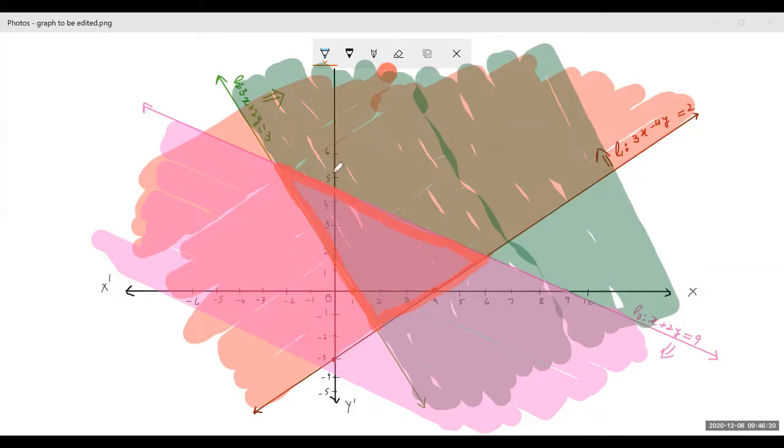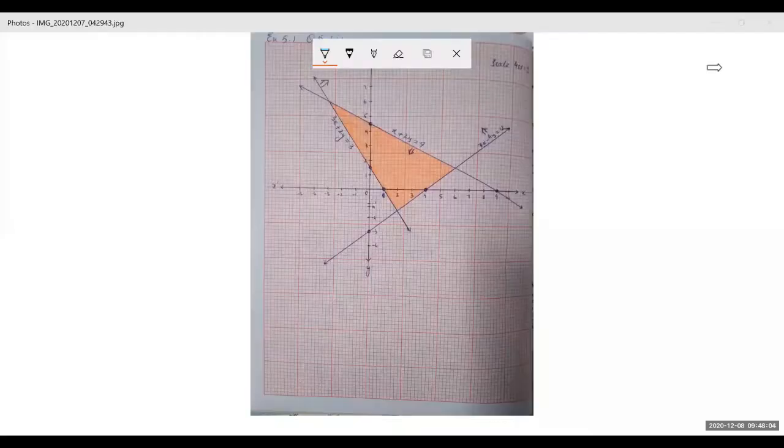Now let's see the same solution on the graph paper. Here you can see the graphical solution of that particular question on a graph paper using the scale for small scale equals 1. And this is the first line, this is the second line, this is the third line, and this is their common solution region. So that completes the work.